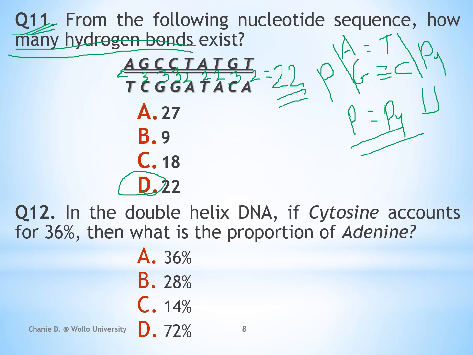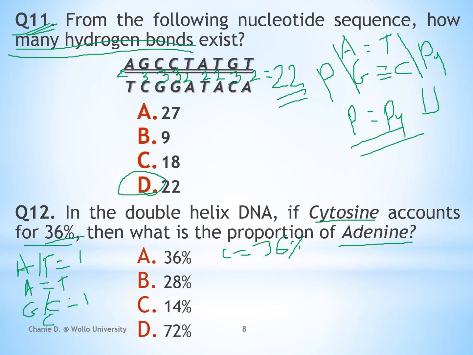Question number 12. In the double helix DNA, if cytosine accounts for 36%, then what is the proportion of adenine? Here the given is cytosine equal to 36%. The ratio of adenine to thymine is 1. That means adenine is equal to thymine. The ratio of guanine to cytosine is 1. That means guanine is equal to cytosine in the double helix DNA.